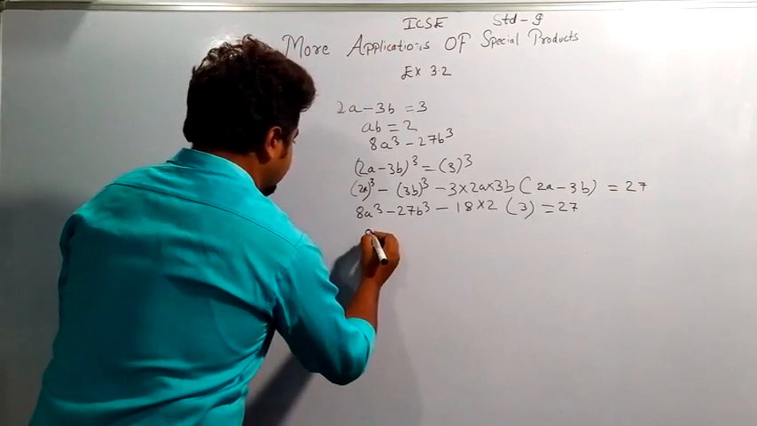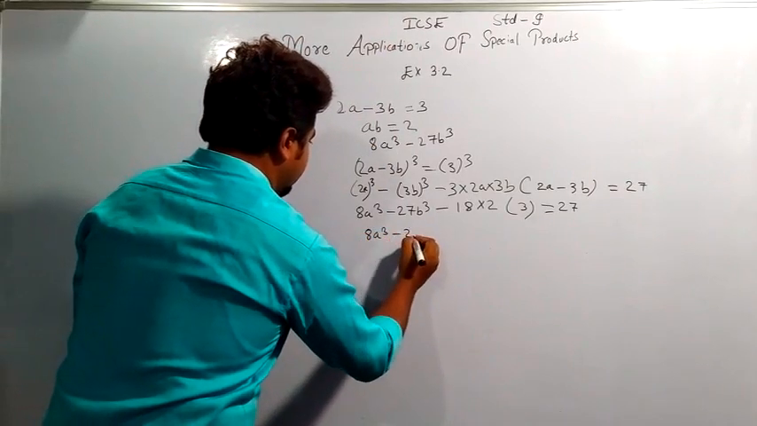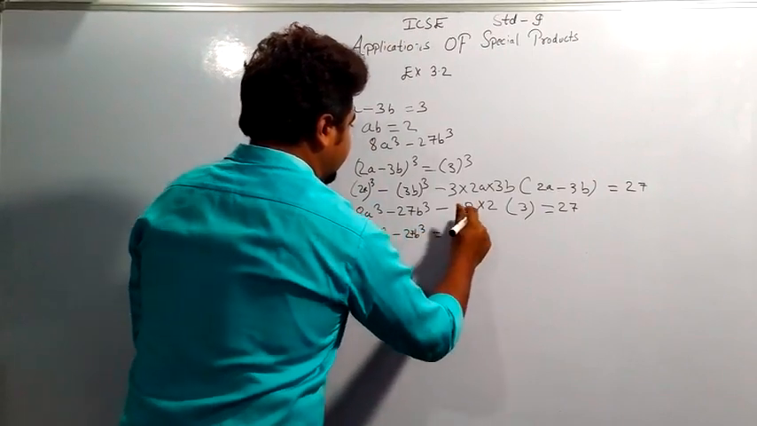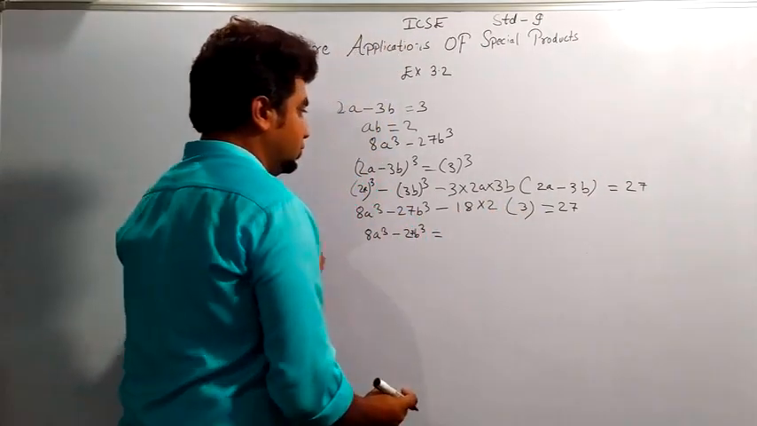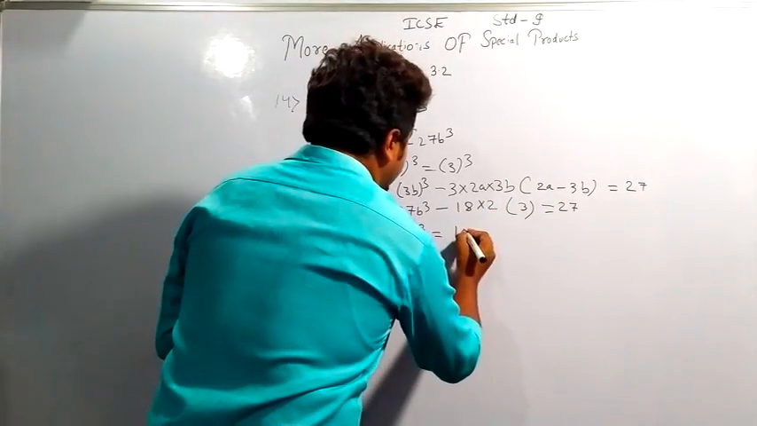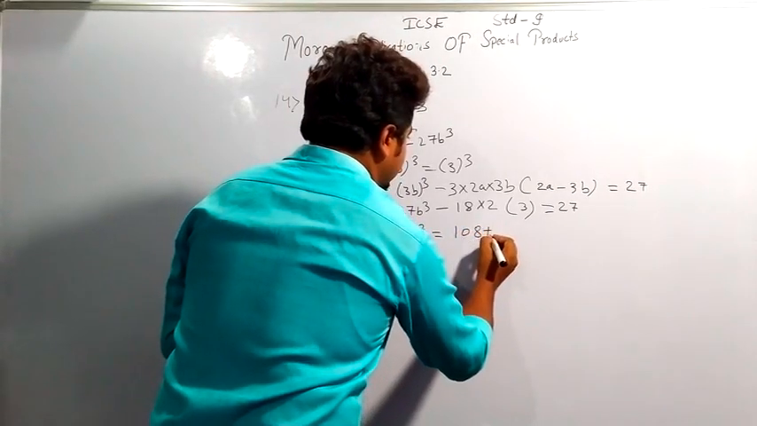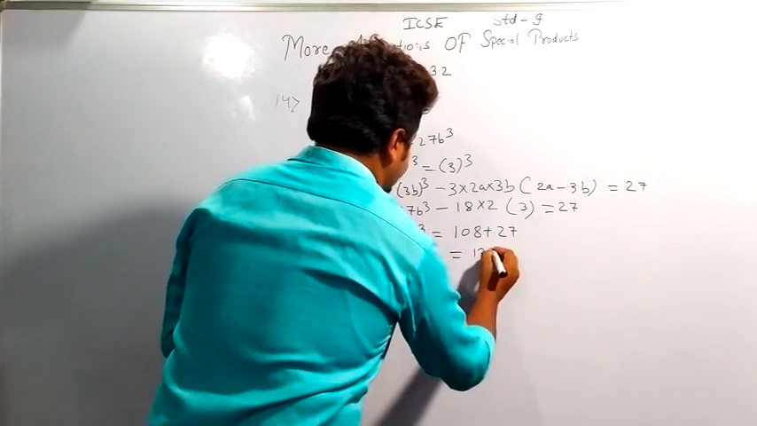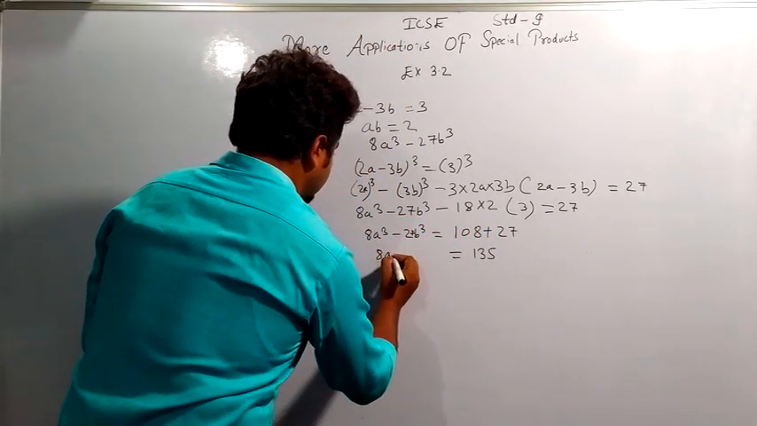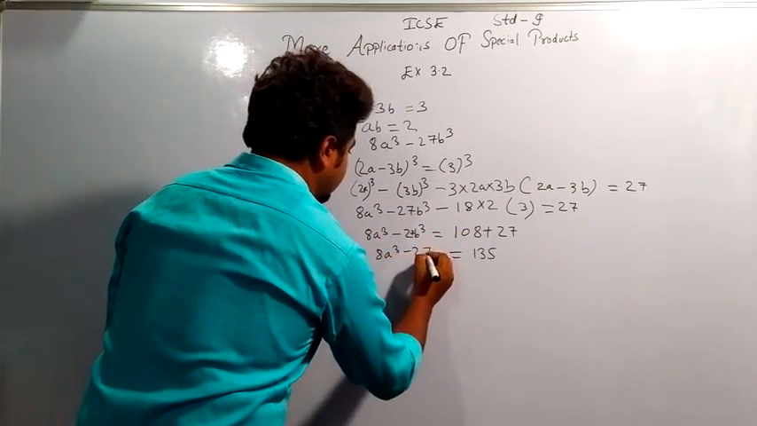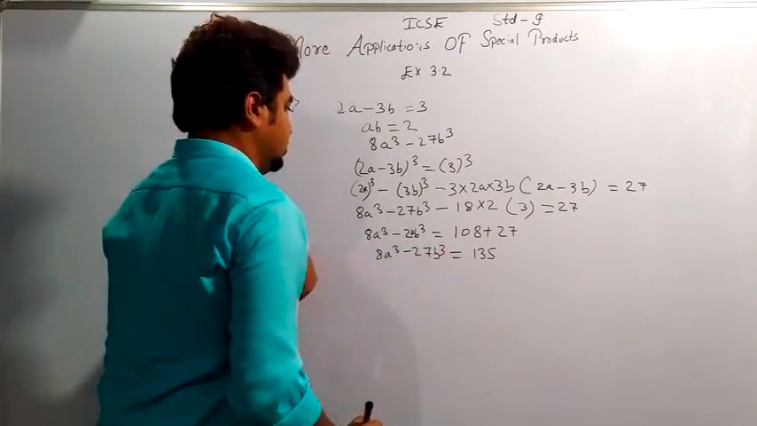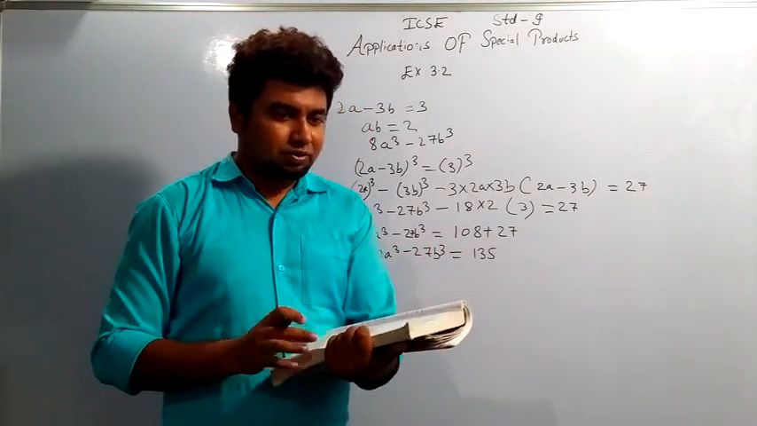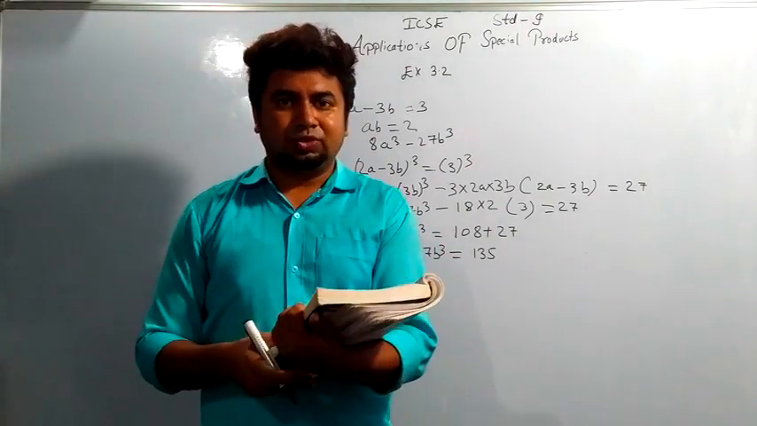Again 8a cube minus 27b cube is equal to 18 2s are 36. 36 into 3 is 108. 108 plus 27, which is coming out to be 135. 8a cube minus 27b cube is 135. So this is the answer of question number 14. So we have completed up to question number 14.